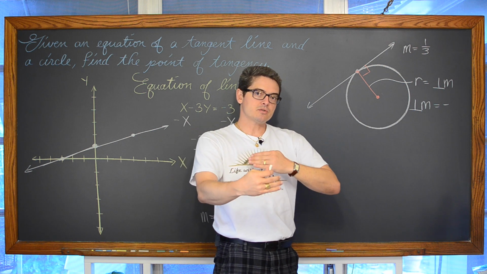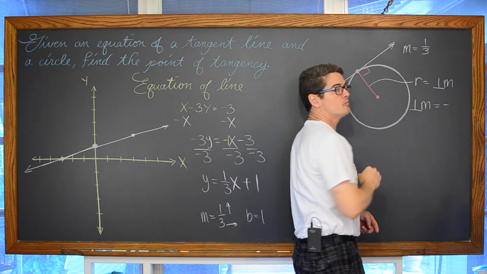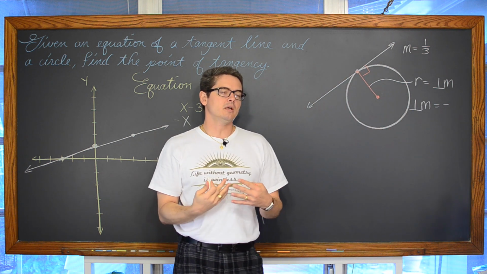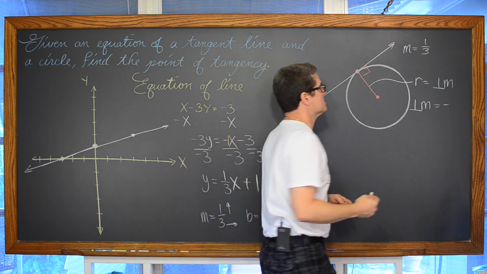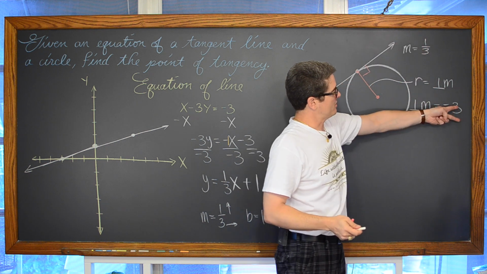Reciprocal means to just simply flip the fraction. So if our tangent line has a slope of 1/3, then as I try and create an equation, place a circle which will be tangent to this line given to us, that is going to be 3. We're going to take that 1/3 and flip it over, make it 3/1.